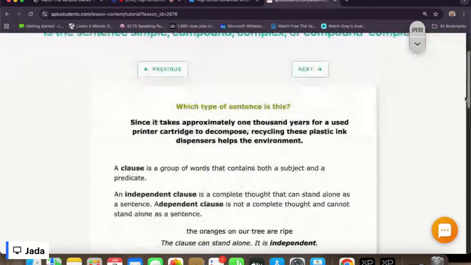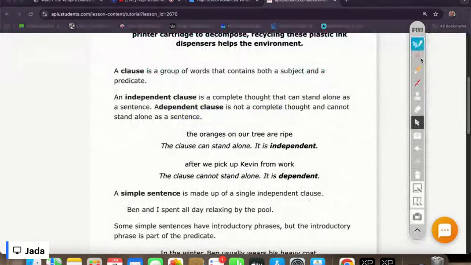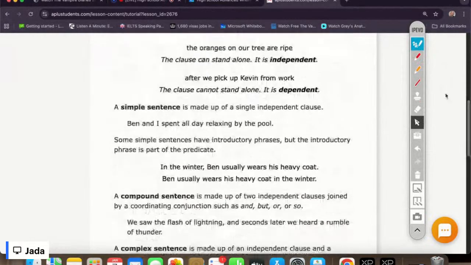So, we know what a clause is and we know the dependent clause. Now we will move on to the simple sentence. Okay. So a simple sentence is made up of a single independent clause. Remember that an independent clause can stand alone. Ben and I spent all day relaxing by the pool.